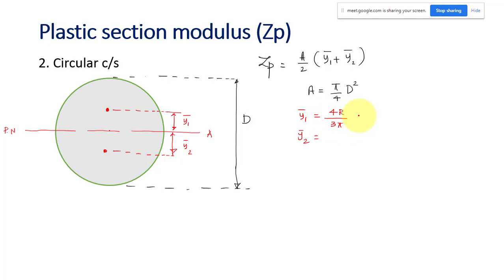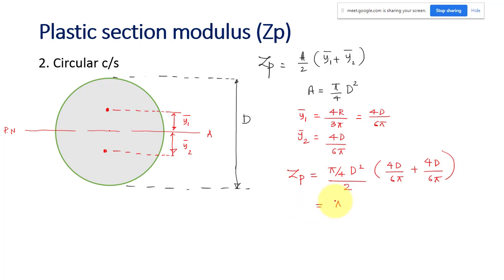So let us write everything in terms of the diameter. r is equal to d by 2, so 4d by 6 pi. So now we have to just substitute. All are very simple cases. Zp is equal to pi by 4 d square, that is the area, by 2, multiplied by y1 plus y2. I am just writing everything, because we need practice. So 4d by 6 pi.